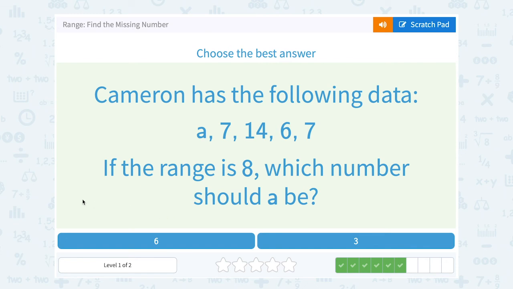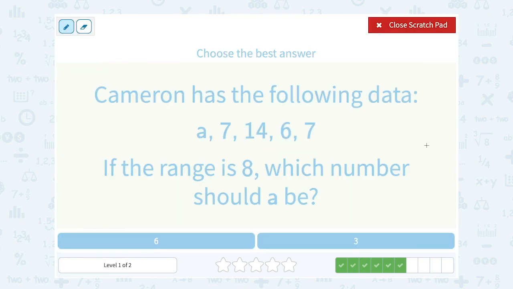Cameron has the following data: A, 7, 14, 6, and 7. If the range is 8, which number should A be? Okay, well, range is always the biggest number minus the smallest number. So if we try to substitute 6 in place of A, then our biggest number would be 14 and our smallest number would be 6. And if we say 14 minus 6, that gives us 8. So that works.